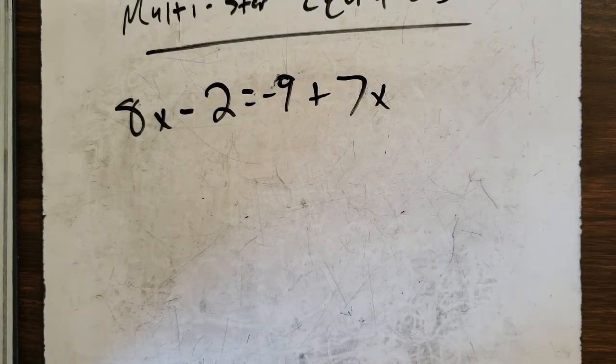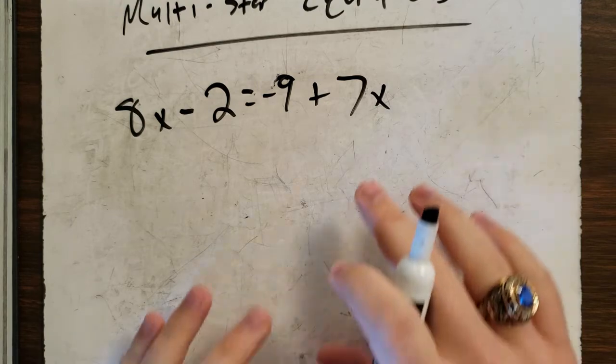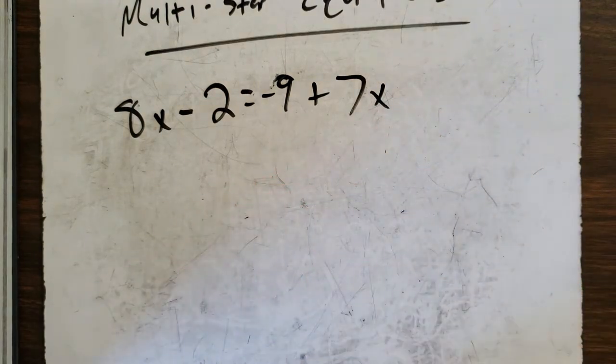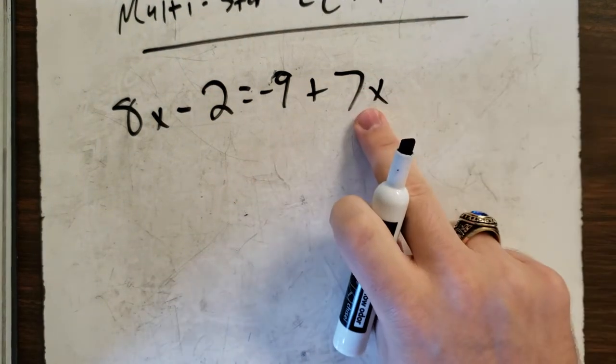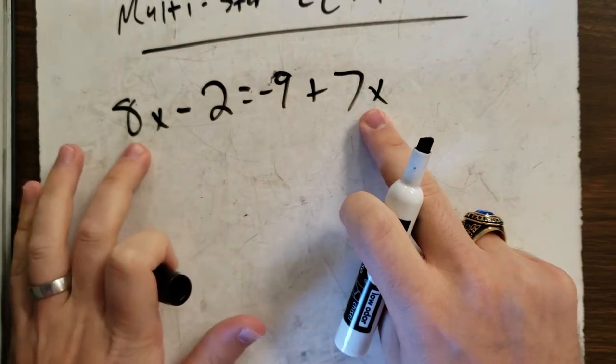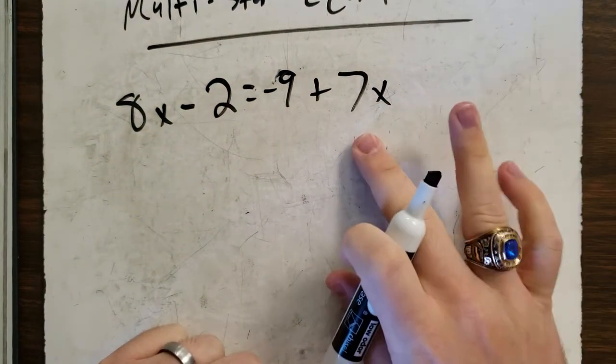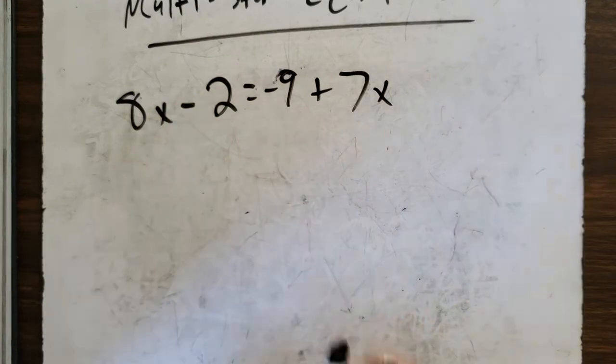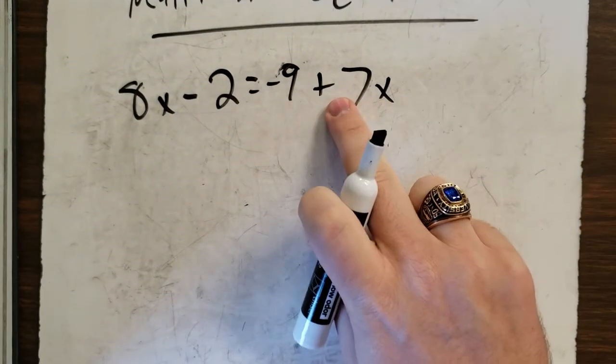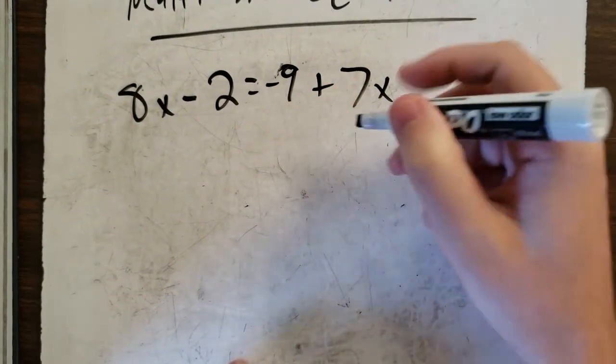You can move the letter to either side, it doesn't matter, but the way I like to do it is I like to keep things positive. I like to make sure that my letters stay positive if they can. So we have 7x here and 8x here. If I want to stay positive, I have to subtract. I have to move the 7x over to this side. So our 7 is positive. Let's go ahead and subtract that.